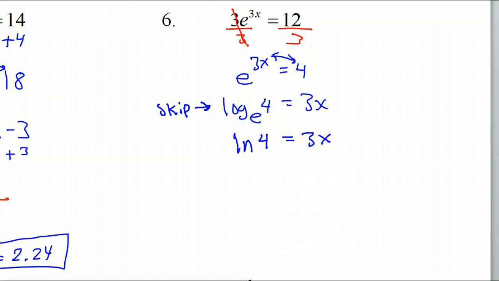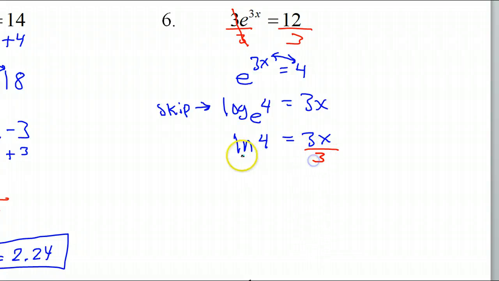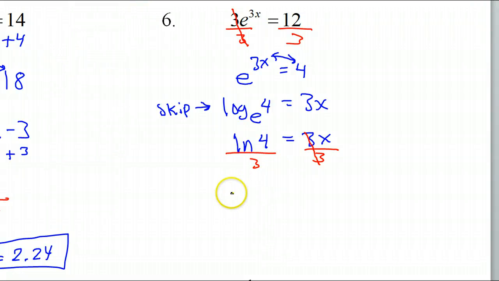Now we still have to get x by itself, so we will divide both sides by 3. Okay, and that is going to give us our answer. We just got to put it in the calculator. Now using natural log avoids us having to do the change of base formula.